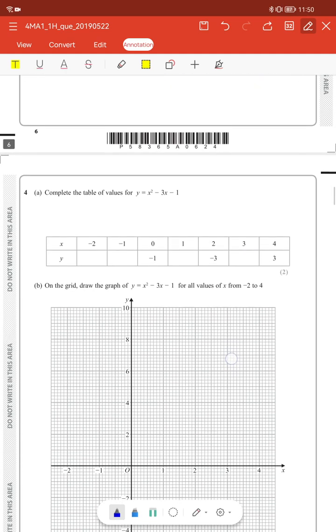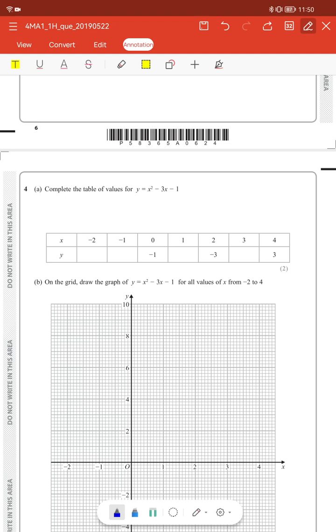What we want to do here is sub in the values. So when x equals minus 2, I'm going to get minus 2 squared minus 3 times minus 2 minus 1, which would give me 4 plus 6, which is 10, and 9. We do the same thing for the others. So we get minus 1 squared minus 3 times minus 1 minus 1, which would give us 1 plus 3 is 4, which would give us 3.